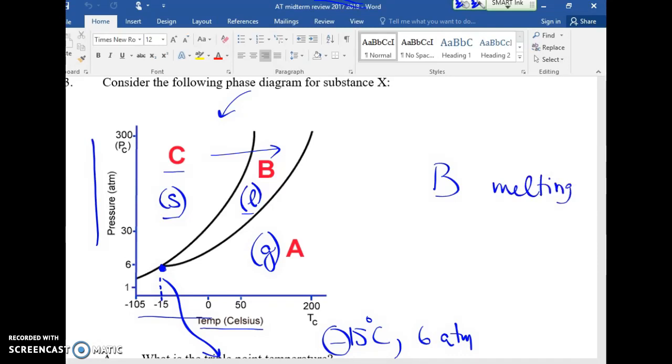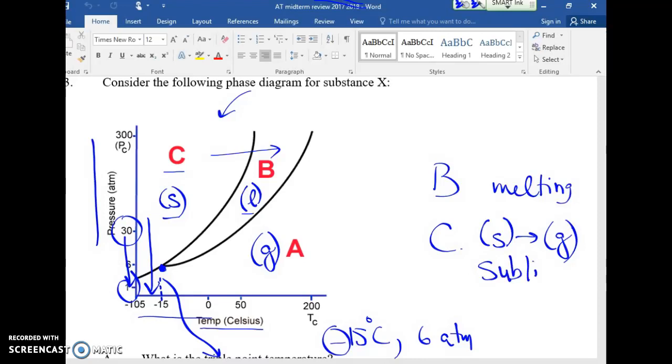I think I have just enough time. What is part C? What is the name of the phase change that occurs when pressure is decreased from 30 down to 1 at negative 100? So that means here, guys, here we're going from a solid down over to a gas. What do we call that? That is sublimation. I've just finished, and I'm thinking maybe this might even be a 3-part video, we'll see.